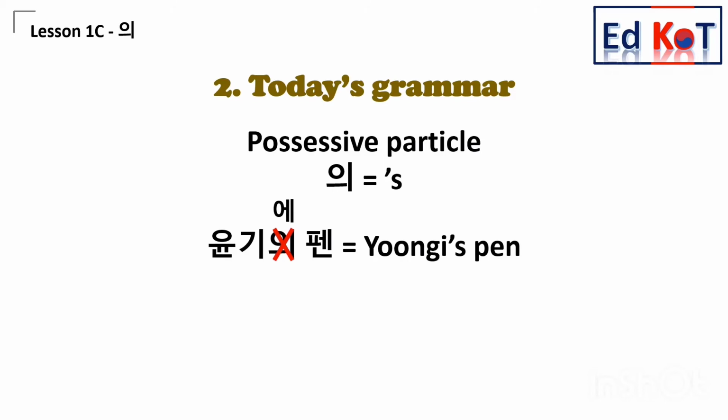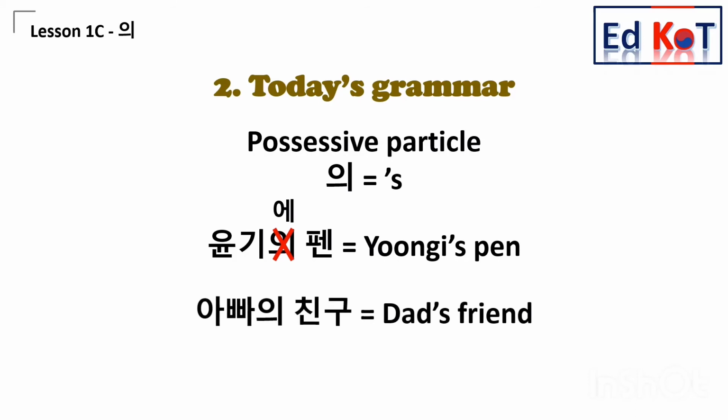Did you notice that I said 윤기의 pen instead of 윤기의 pen? It's because when we use 의 in a sentence, it's really hard to say 윤기의 pen. So when we speak quickly, we say 윤기의 pen.